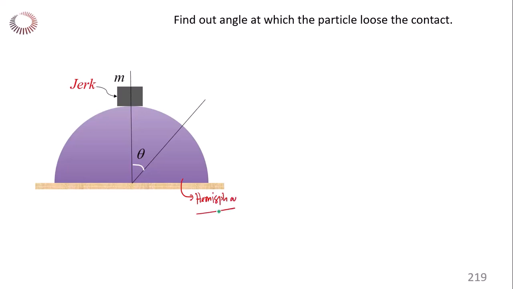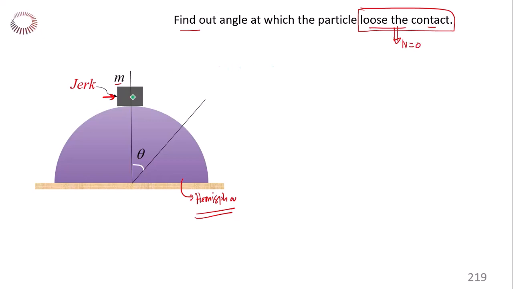Okay, now there is a particle of mass m. We apply a certain jerk at this point. Jerk means some kind of impact. You are hitting the block with a stick, let us say. So that means you are providing a jerk. You are asked to calculate the angle at which the particle loses the contact. So losing the contact means the normal at this point should be equal to 0.